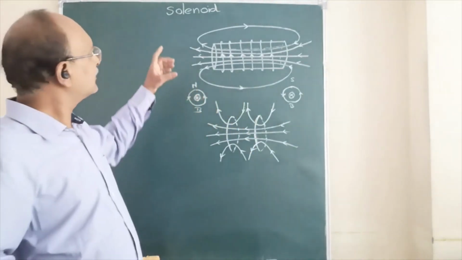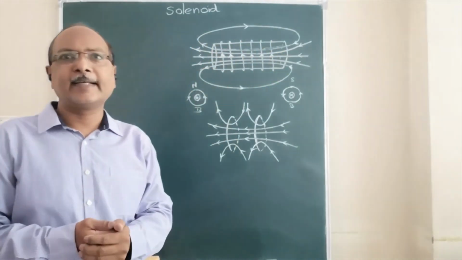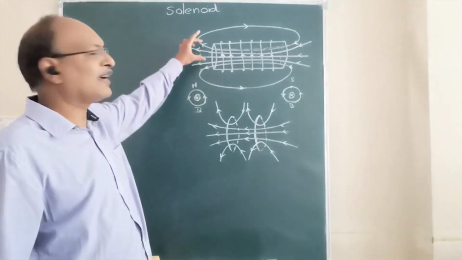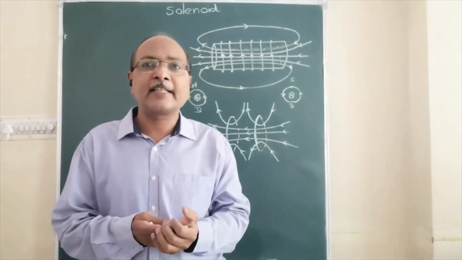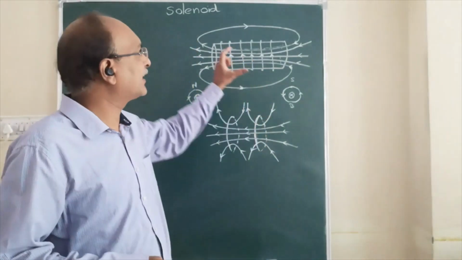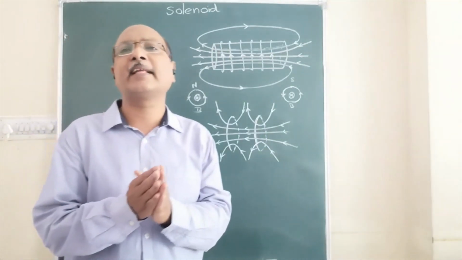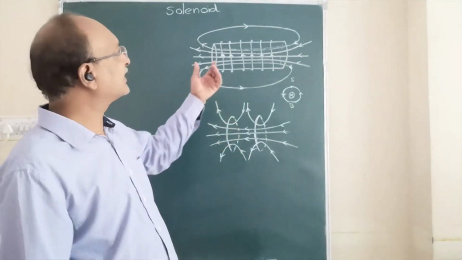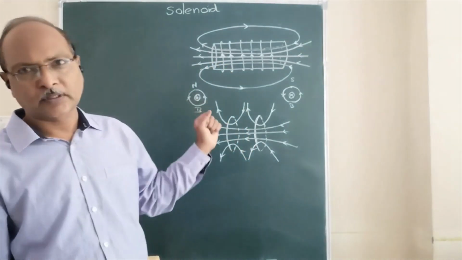Here the length of the solenoid is much larger as compared to its diameter. Then you can call it a long solenoid, and the magnetic field produced inside can be taken as uniform. So generally for the ideal condition, we take a long solenoid where the length is very large as compared to the radius.